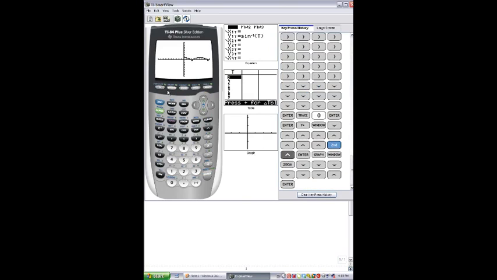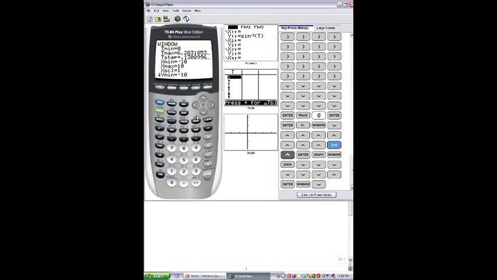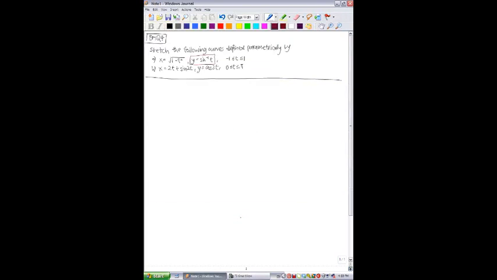Oh dear, I changed the window again. Notice it has automatically gone back, which is actually a bit annoying. Okay, excellent. So this is what we need to see, and we copy it over.